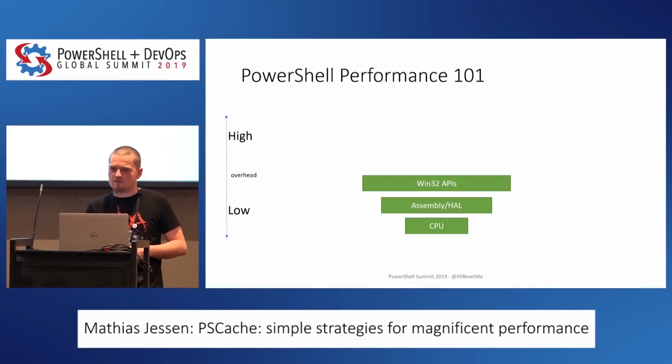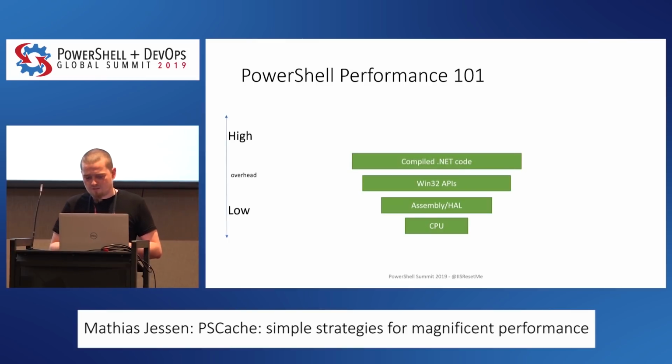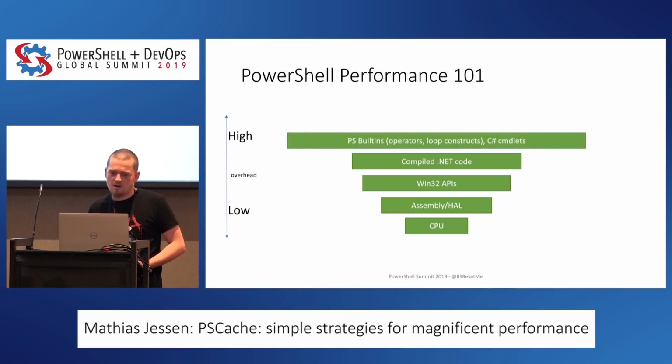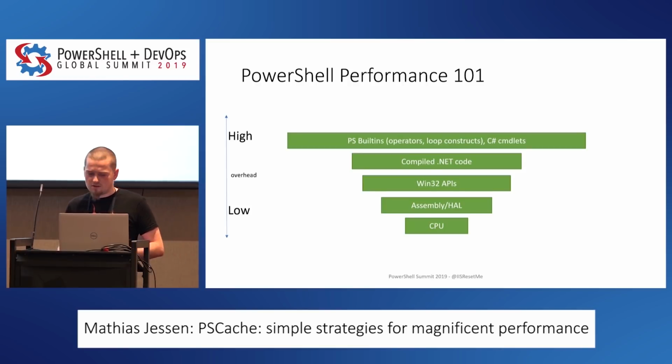Again, on top of this, we have stuff like the Win32 APIs. Some of you might have seen me tweet about all the crazy things you can do by calling out using something called pinvoke directly to the APIs in Windows. Again, this is going to be orders of magnitude faster than running something in PowerShell, but of course we lose something as well because we don't get all the nice error handling that's in PowerShell and so on and so on. Again, on top of this, we have compiled .NET code. In line with this, we have some of the built-in functionality that's in PowerShell: operators, loop constructs, statements, and so on. And also compiled cmdlets.